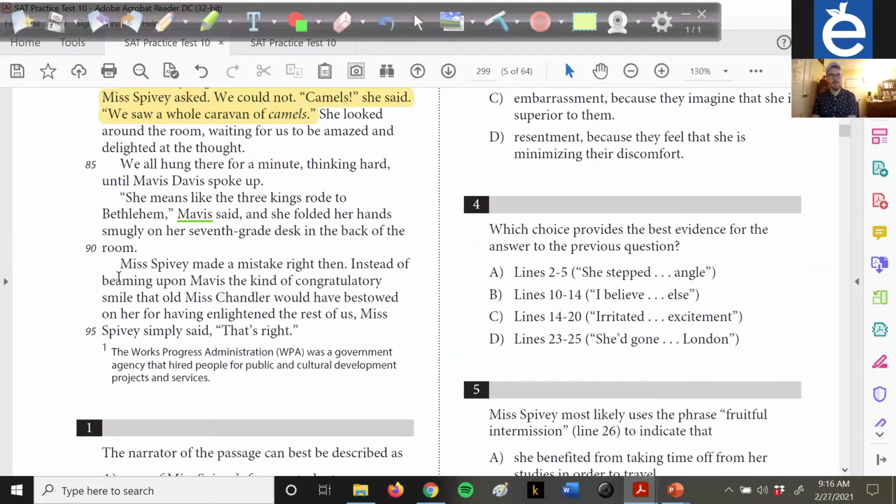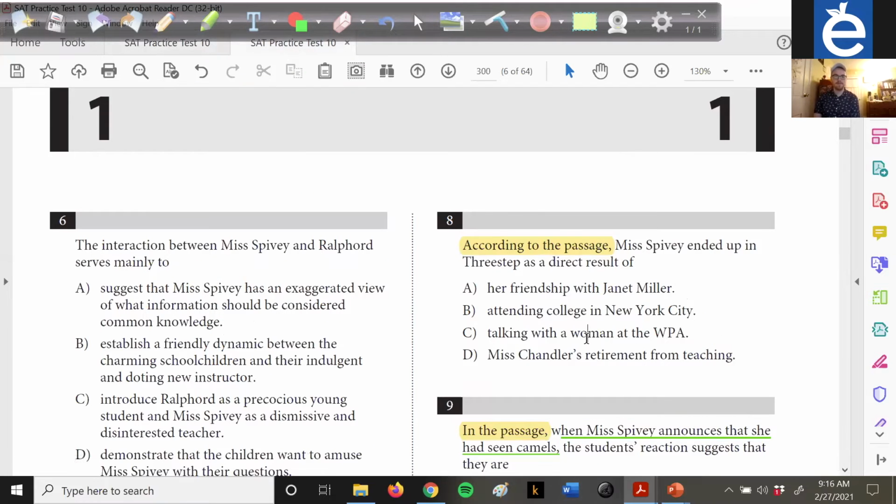And now let's just read the final paragraph here. Miss Spivey made a mistake right then. Well, that seems like we're getting into something important. Instead of beaming upon Mavis the kind of congratulatory smile that old Miss Chandler would have bestowed on her for having enlightened the rest of us, Miss Spivey simply said, "That's right." Okay. All right, so we're getting a little glimpse into the politics of the one-room schoolhouse being shown here.